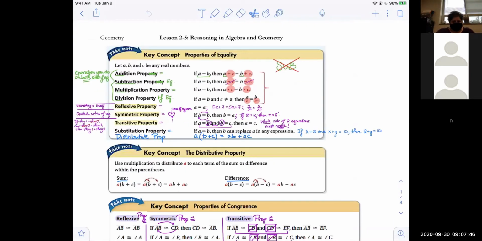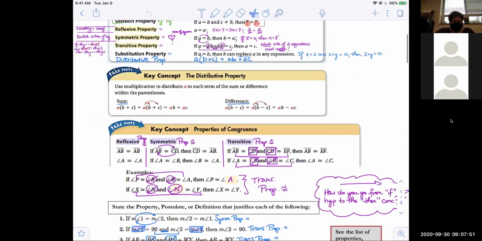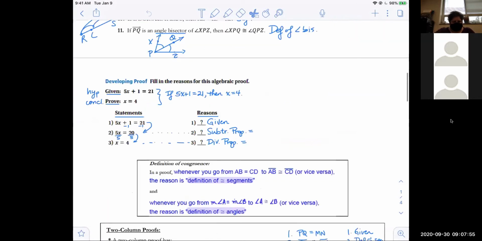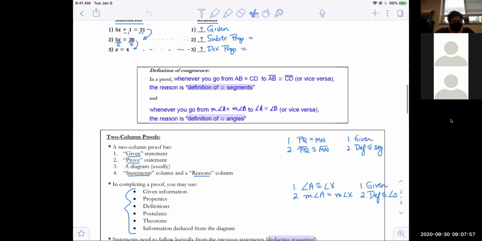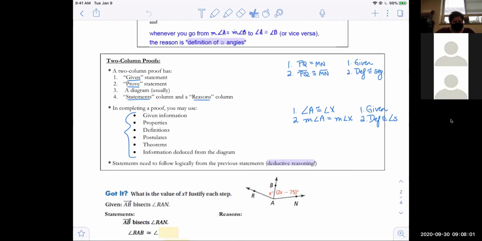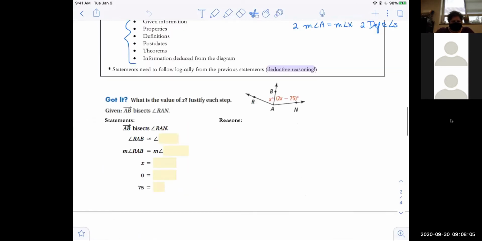Okay, so we're going to finish the lesson 2.5 notes. Remember, these were properties. We had some examples here. We did a proof. All of this is deductive reasoning, okay? We have two more proofs that we're going to discuss, so on the second page at the bottom here.